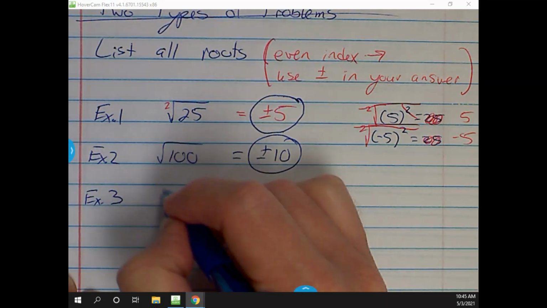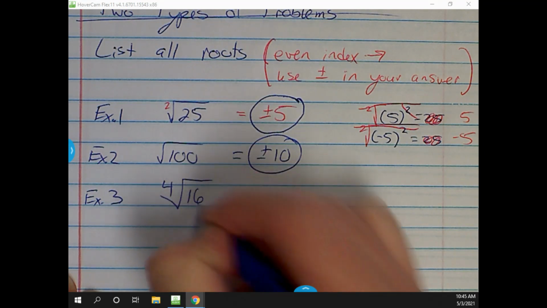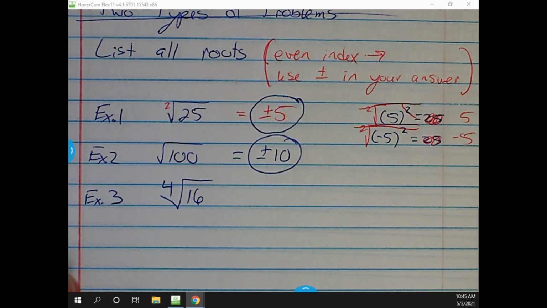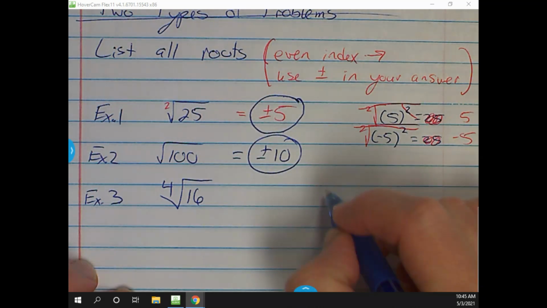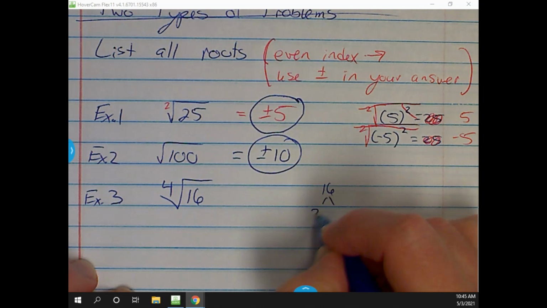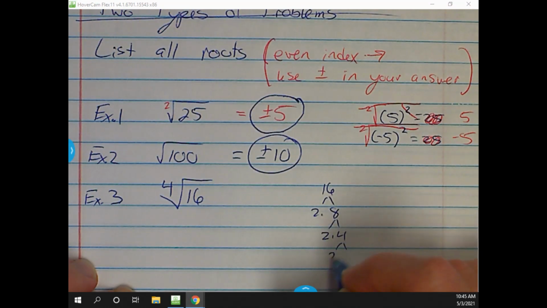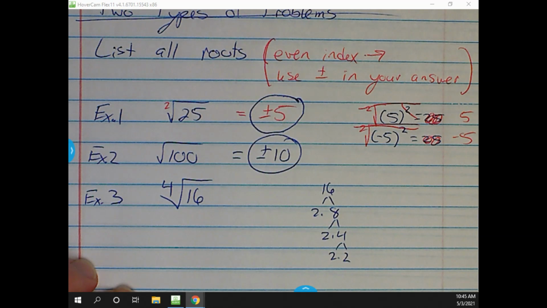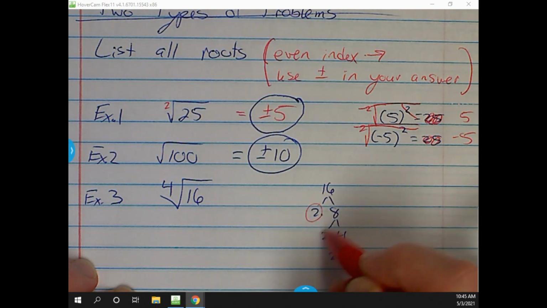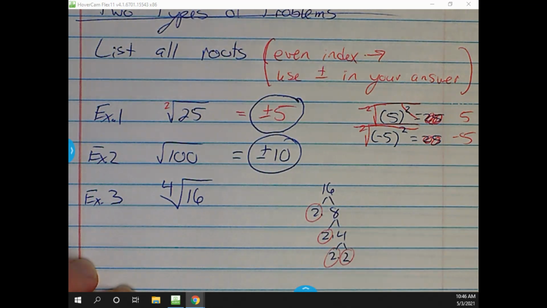If they bump it up to, let's say, the fourth root of 16. All right, now, with fourth roots, that's something that we don't do a lot of. There's kind of a good news, bad news on this one. Here's what they technically want you to do: take 16 and start to break it down. It's 2 times 8. 8 would be 2 times 4. 4 would be 2 times 2. So 16 would be the same thing as 2 to the 4th.